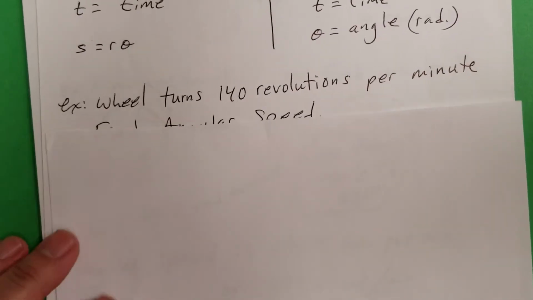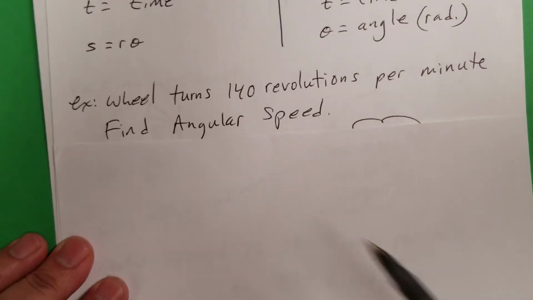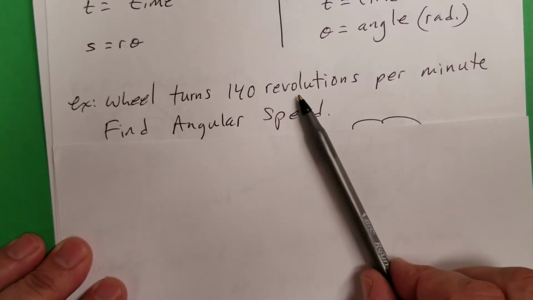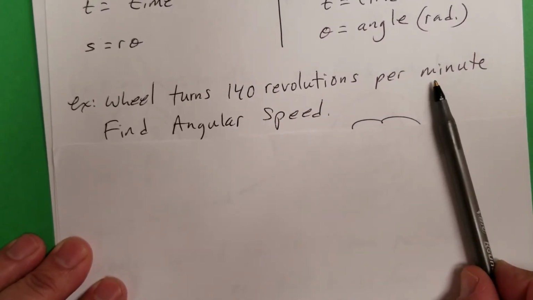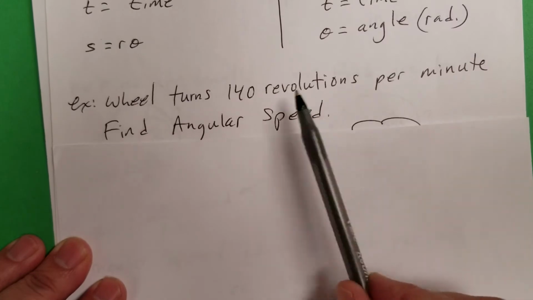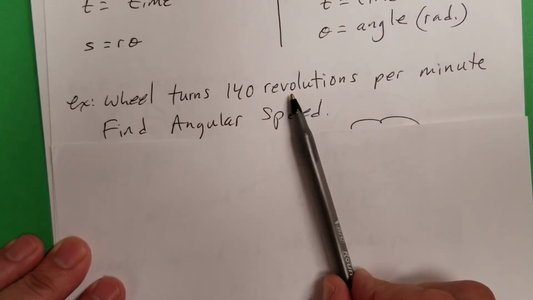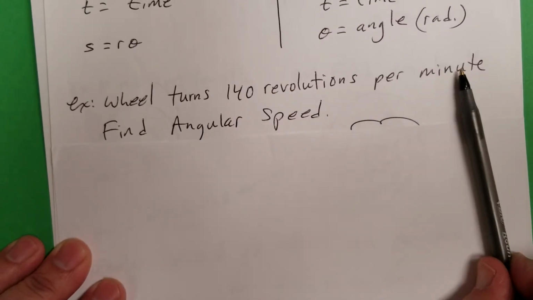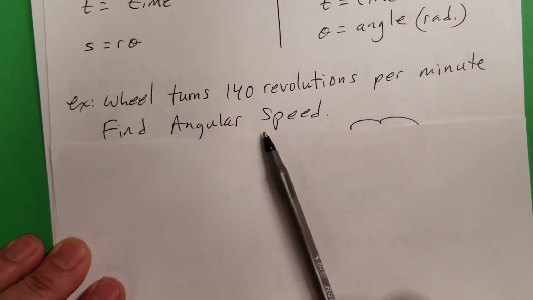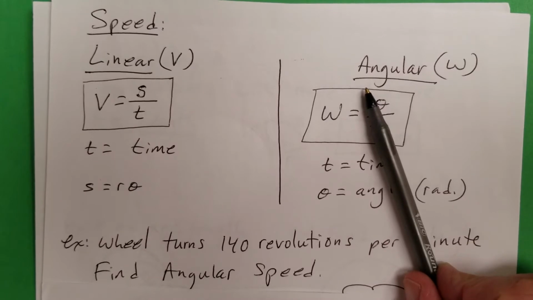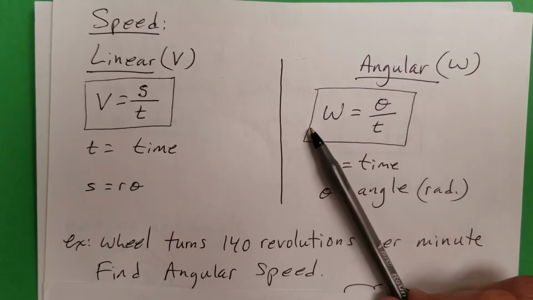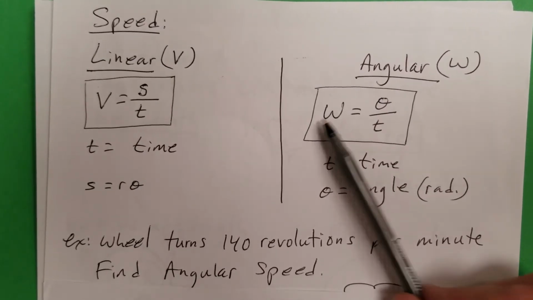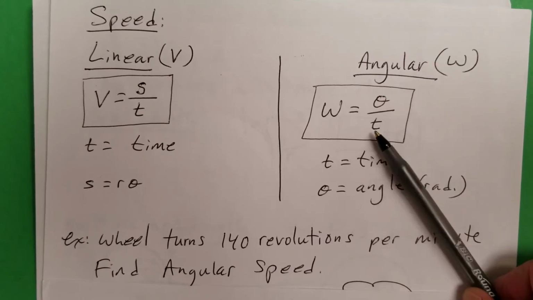A wheel turns 140 revolutions per minute. So in 1 minute, it turns complete circles. Revolution is a complete circle. 140 complete circles in a minute. Find the angular speed. So we go to this formula. So the angular speed is, now they got to give me the angle and the time.